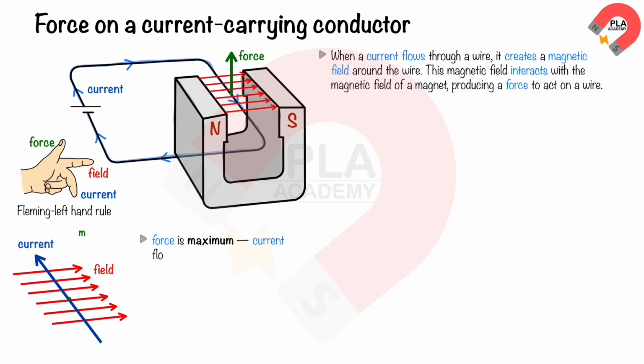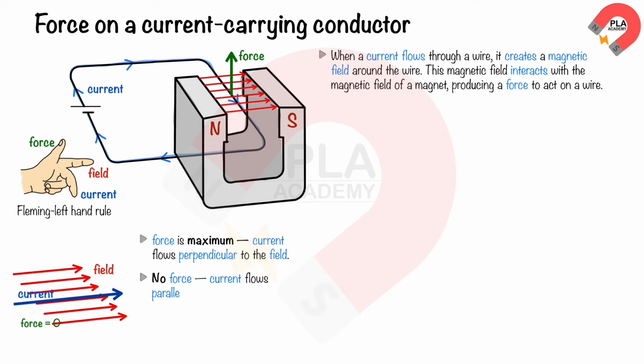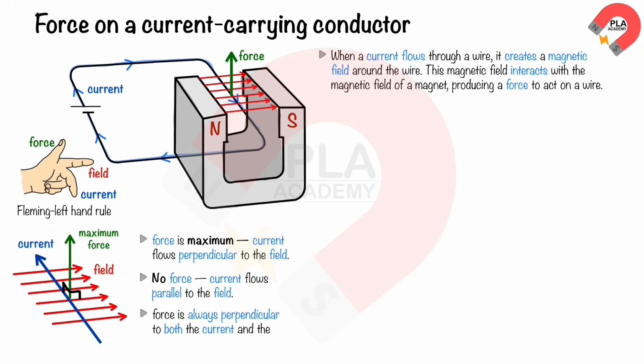The force is maximum when the current flows perpendicular to the magnetic field. The force on a wire decreases when the current flows at an angle to the magnetic field. And there is no force on a wire when the current flows parallel to the magnetic field. The magnetic force is always perpendicular to both the current and the magnetic field.